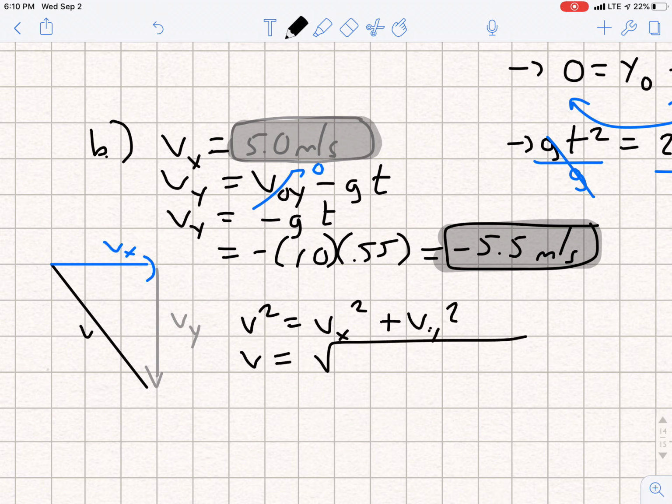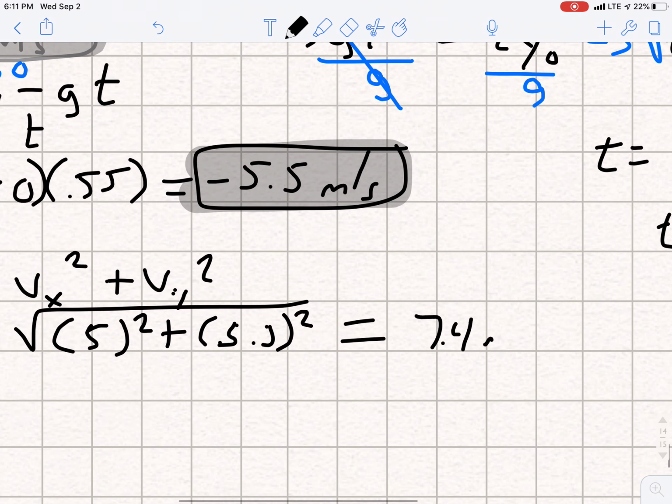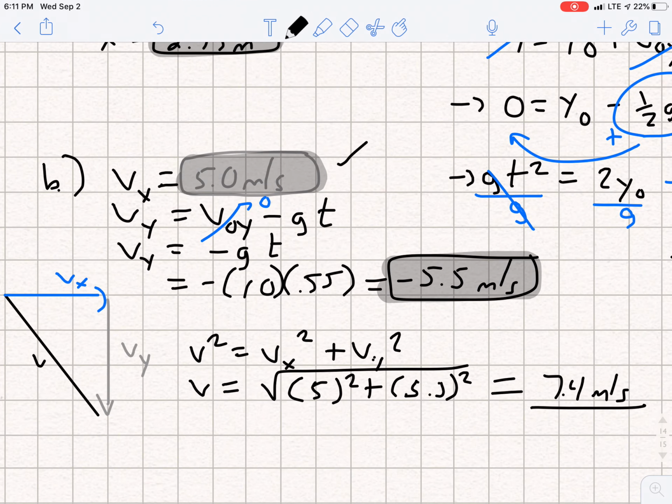So V would be equal to the square root of 5 squared plus 5.5 squared. And let's see. Plug that in our calculator. Okay, 5 squared plus 5.5 squared is 55.25. Then taking the square root of that, we roughly get about 7.4 meters per second is how fast Tom would be going when he hits the floor. But the question asked for the components of velocity, so technically we could end right there.